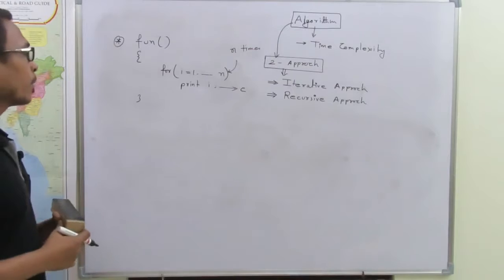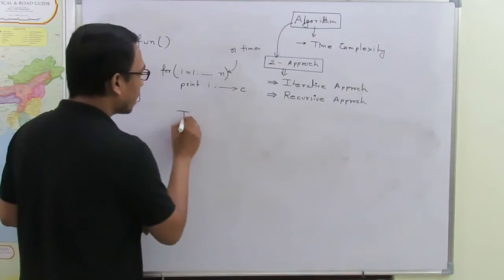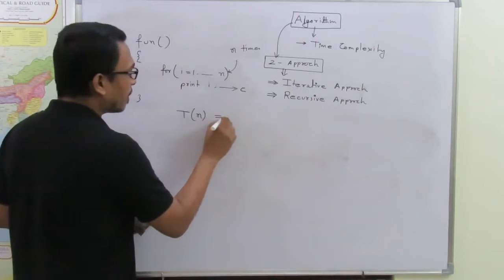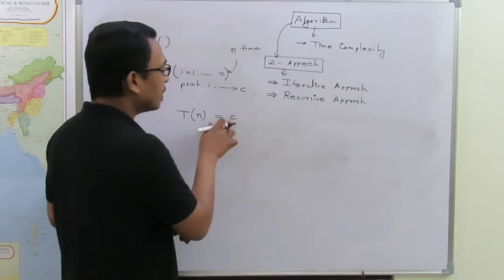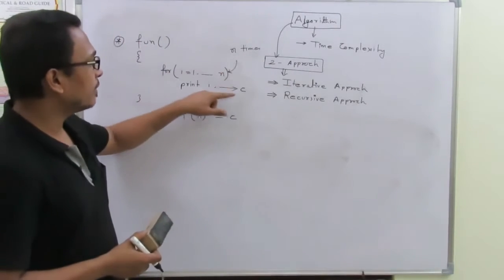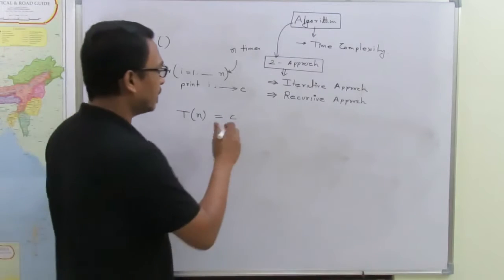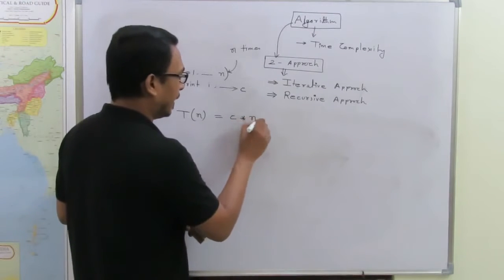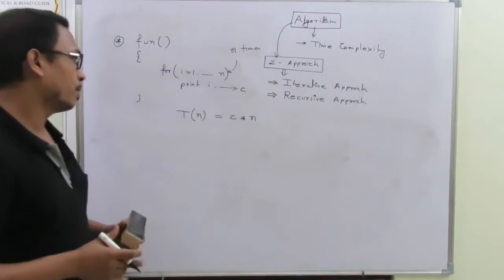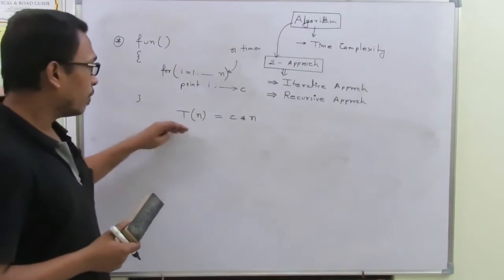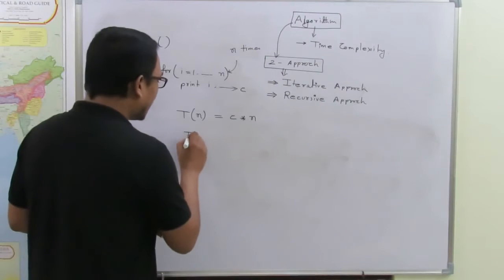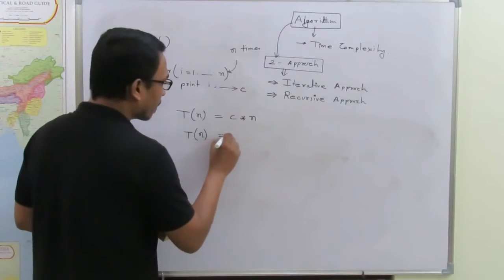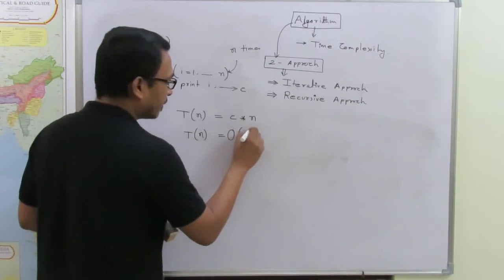Clear? So what will be the total time? Total time of this particular problem will be C, for how many times? n times C will execute. That means C multiplied by n. Clear? So now what will be the time complexity? The time complexity will be order of n.